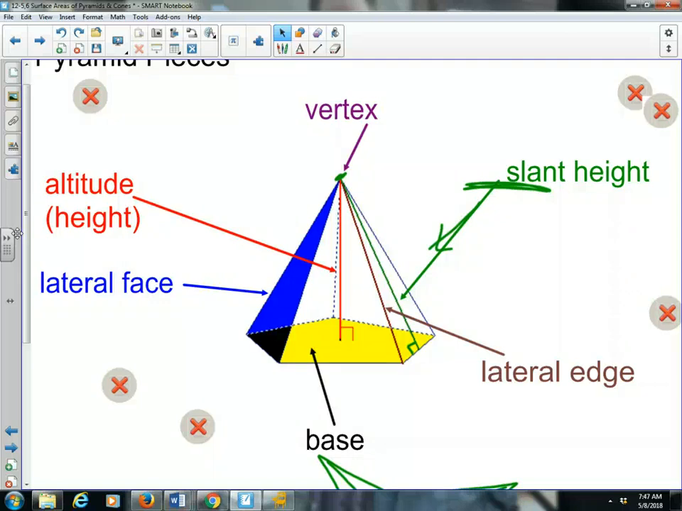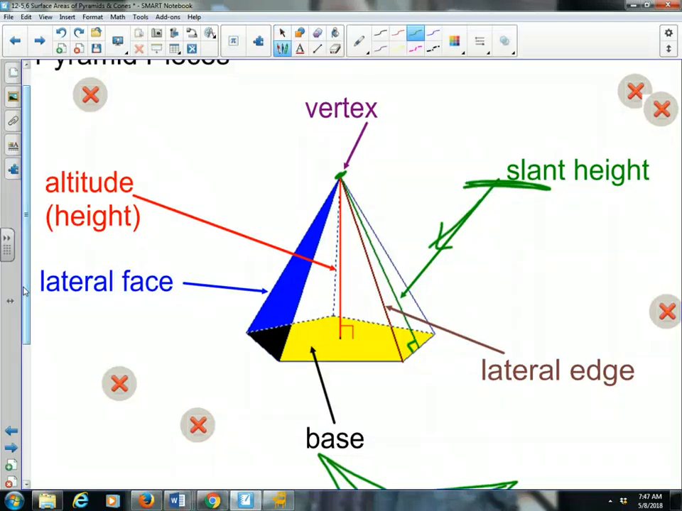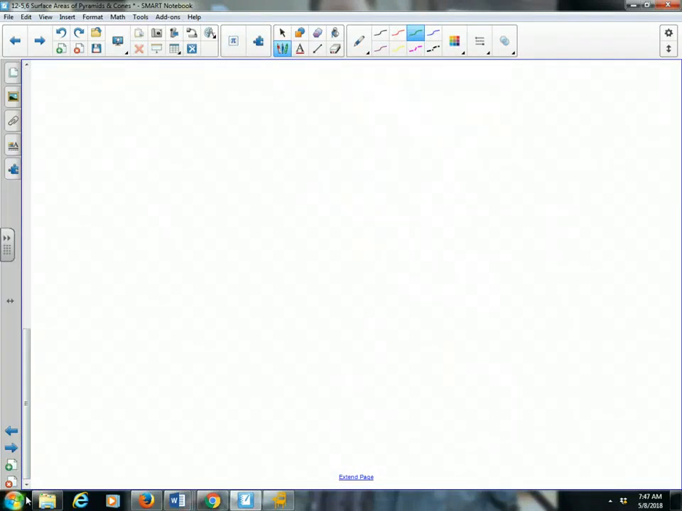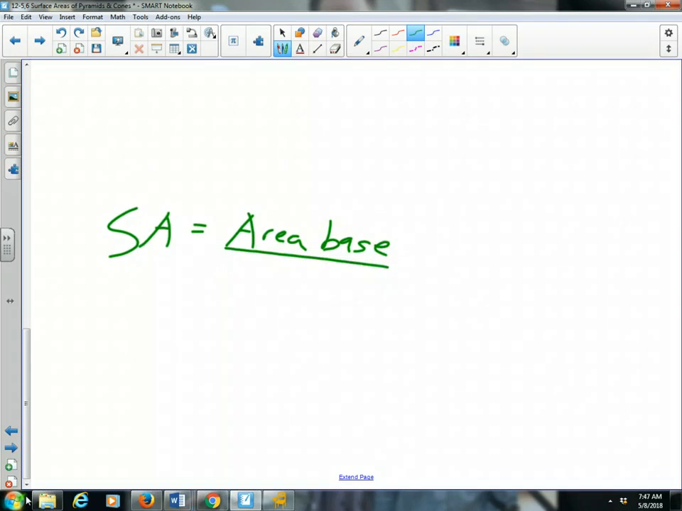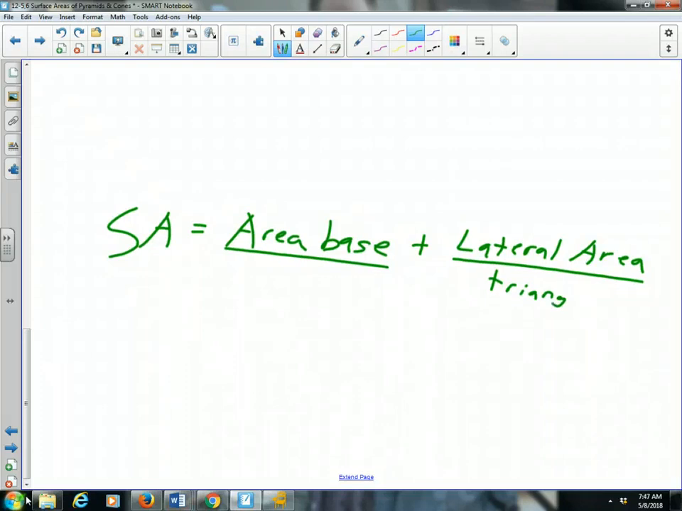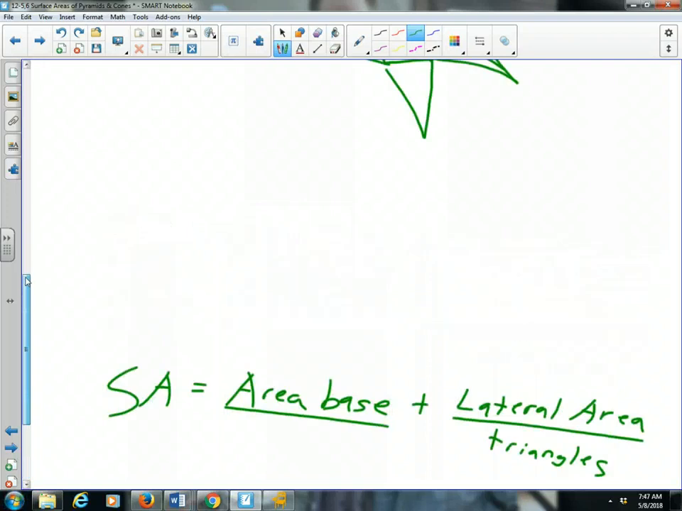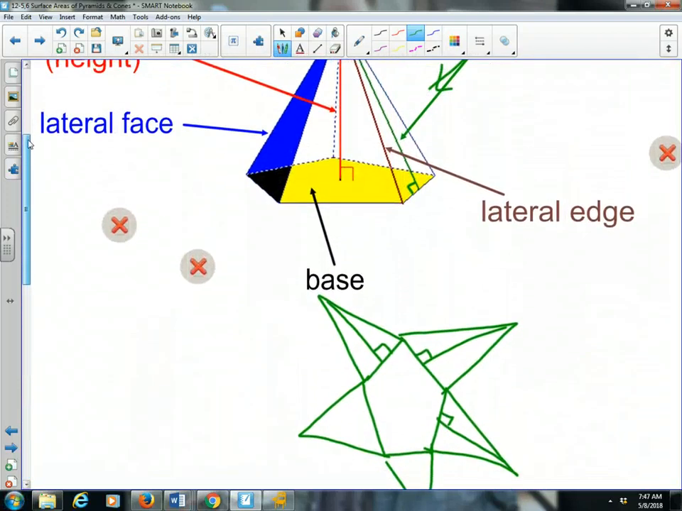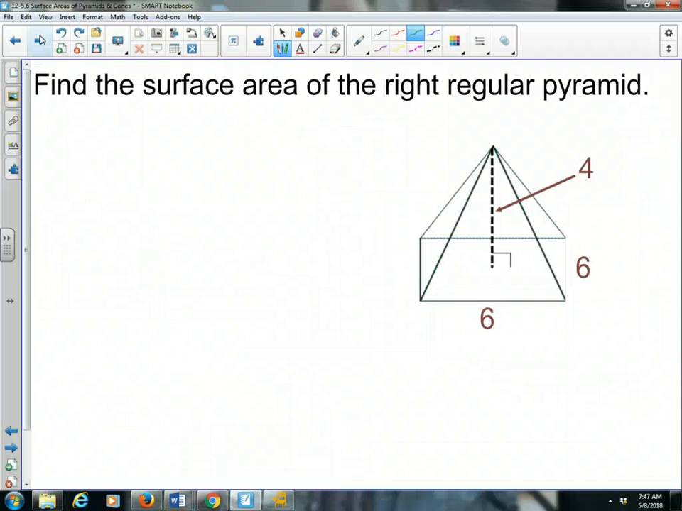And it is significant. The reason why is because the surface area of any pyramid equals the area of the base, and then you would add that to the lateral area. And the lateral area is a bunch of triangles. And the triangles are 1/2 base times height. So you have to have that slant height because you have to have 1/2 base times height to get all of those triangles. So here's our first example problem.